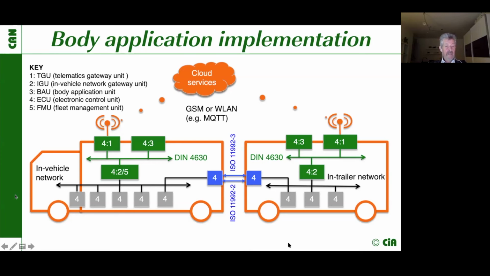Then you have the gateway, which is number 2, to the body application, and you can have in the truck a body application as well as in the trailer, and they could be different, and they can have their own telematic units, of course, and they may also have their own body applications or multiple of them, but this is depending on your application.